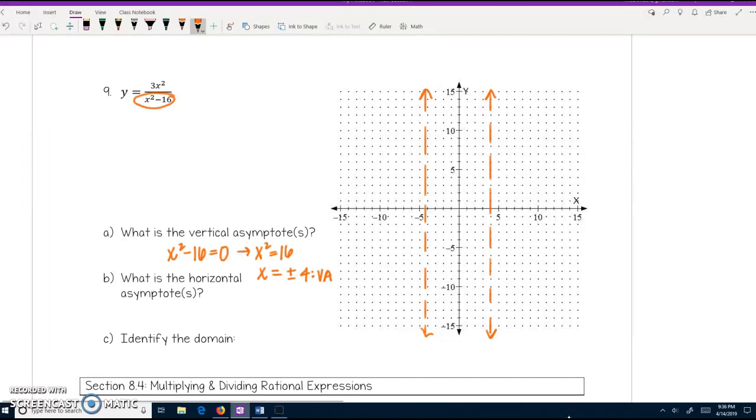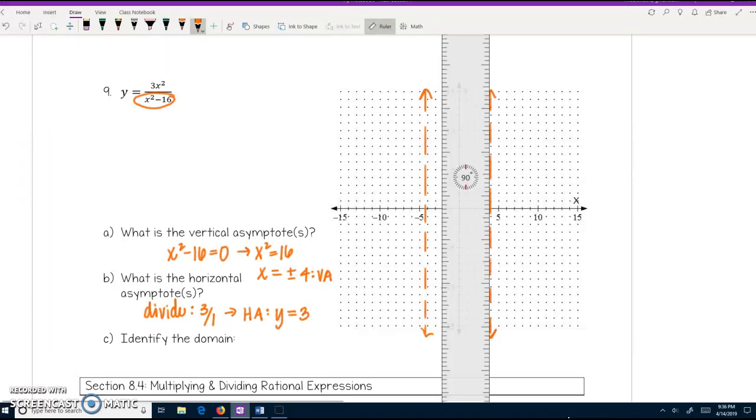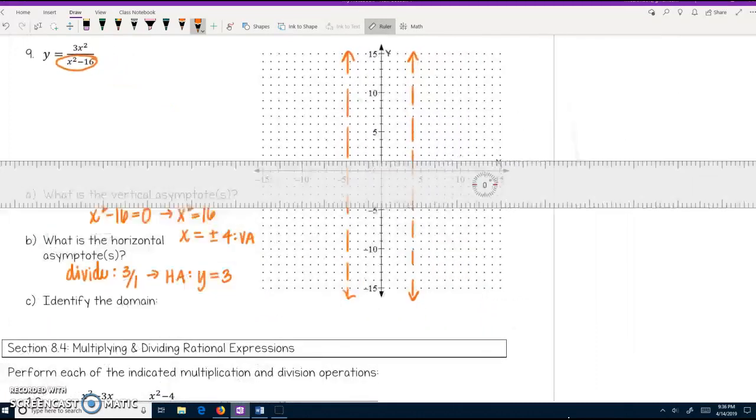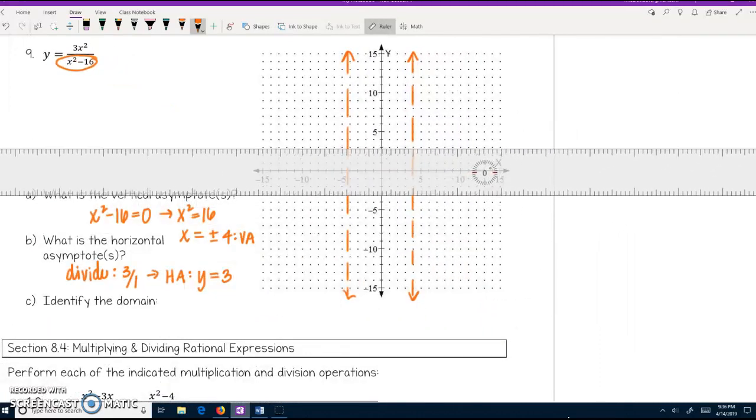As far as the numerator and the denominator, in this case, both the top and the bottom of my fraction have equal valued exponents, which means I'm just going to divide the leading coefficients. So when I divide, I will end up dividing 3 over 1. So I'm going to have a horizontal asymptote at y equals 3. So go ahead and draw a horizontal line this time in at 3 on your graph, so right here.